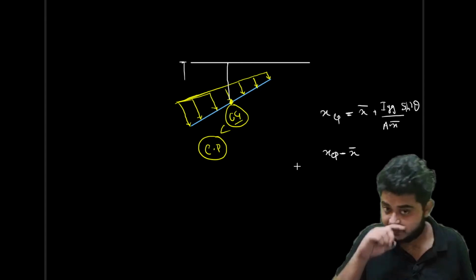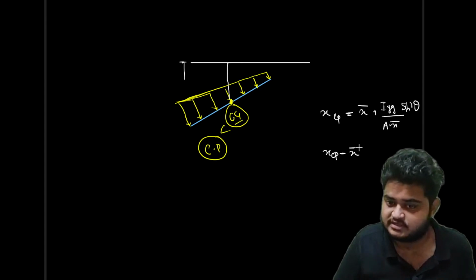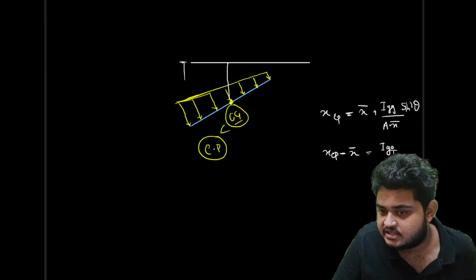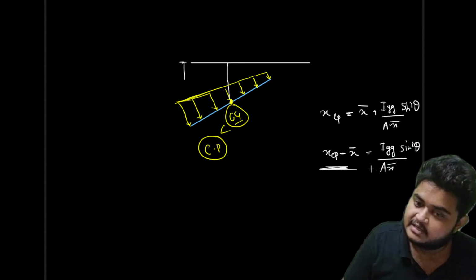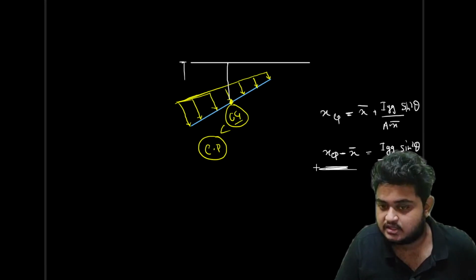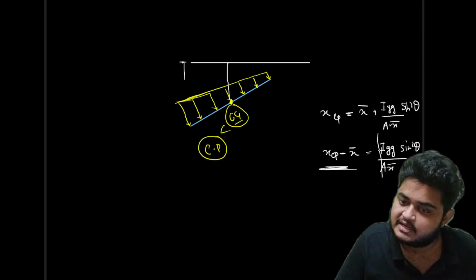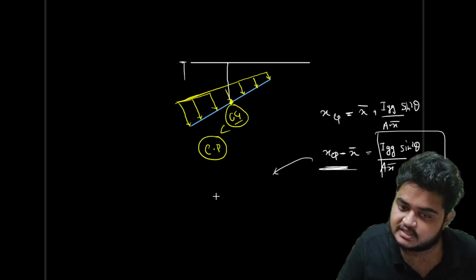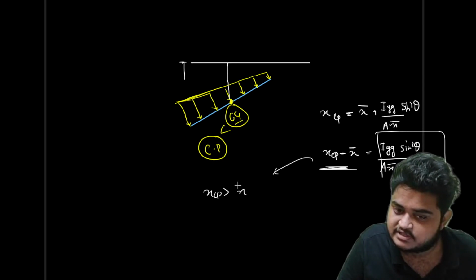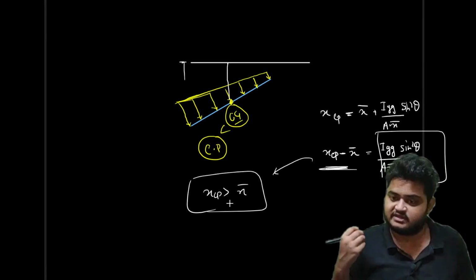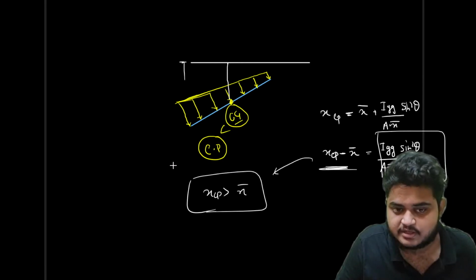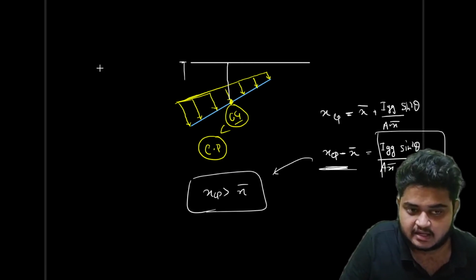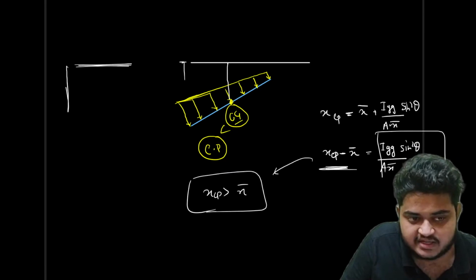That is how we can calculate the vertical distance between these 2 points, and this will be coming out as Igg by A x bar sine square theta. So you can see that by subtracting x bar from xCp, we are getting this value. That is how we can say that xCp has a greater value than x bar. That proves that xCp will be greater than x bar, and greater in what manner? Greater in the vertical distance manner.